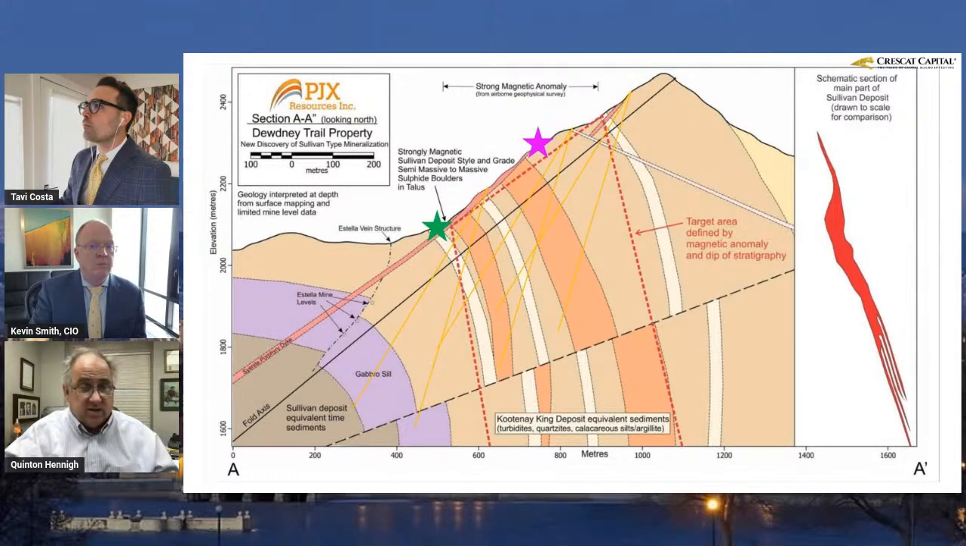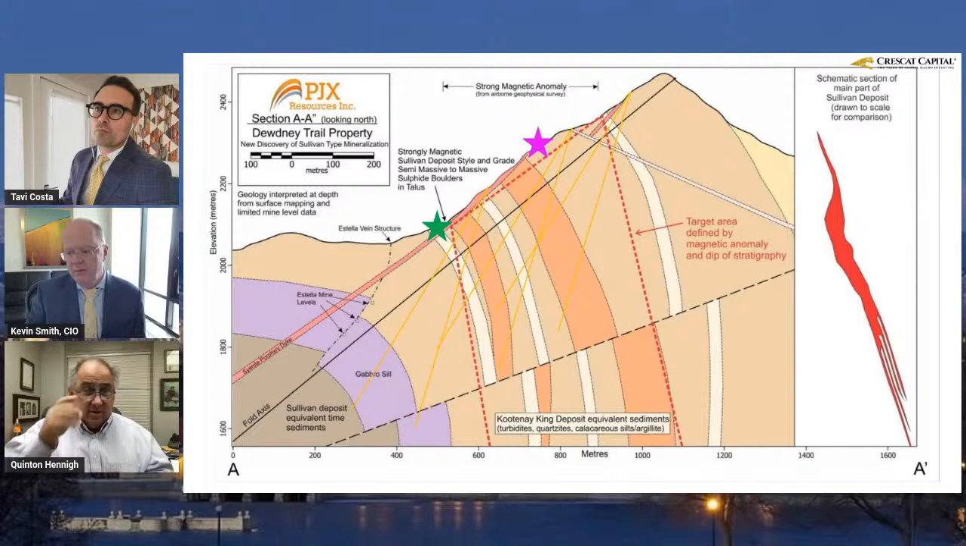In fact, there's a big package of these favorable Kootenay King deposit equivalent sediments. Now it's a bit up section from Sullivan, but what did I show you in the previous slide? These SEDEX deposits occur in multiple levels within the stratigraphy of a basin as they form. Over here on the right-hand side, you can see the Sullivan deposit for scale. So the idea here is that could you have a Sullivan deposit where these guys have found this? Absolutely.